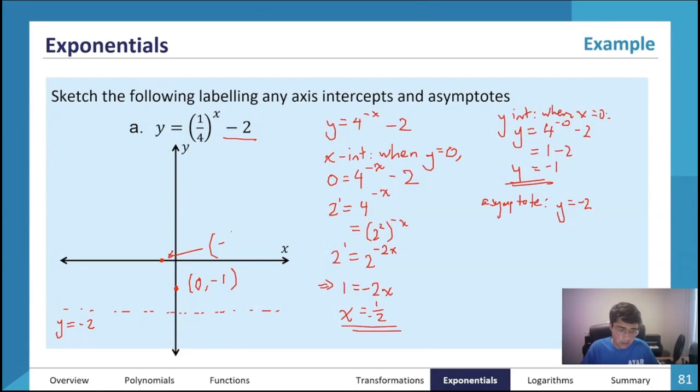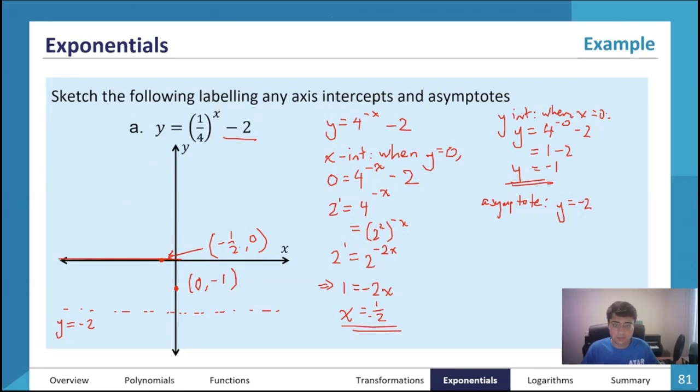So that's negative half and 0. Notice that I've used an arrow there to point to the dot so that my coordinates don't get in the way of the graph that I'm about to sketch. You can do that in the exam. The examiners are fine with that.